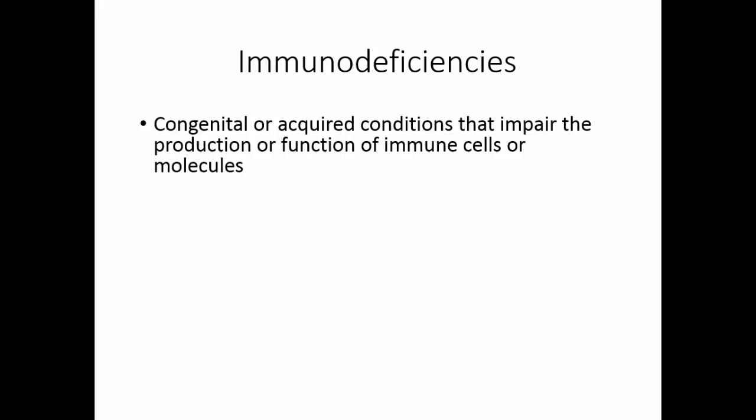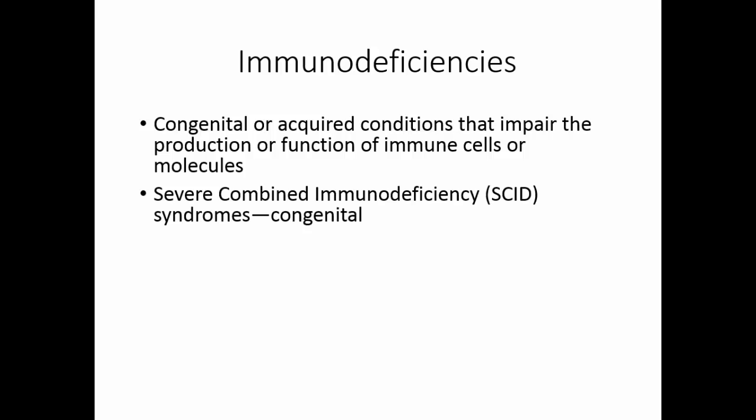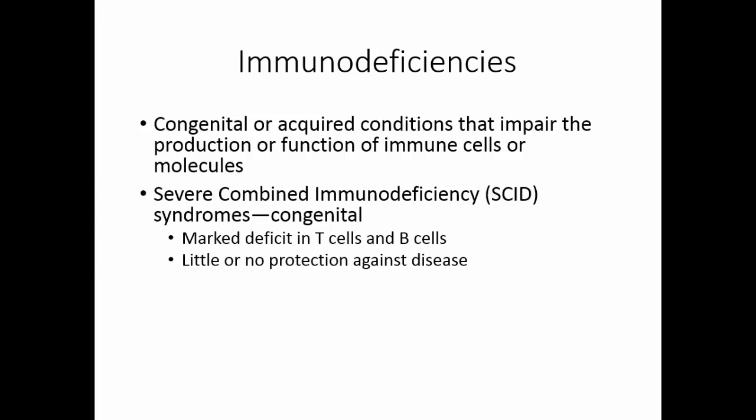Immunodeficiencies are either congenital or acquired conditions that impair the production or function of the immune cells or the immune system molecules. One of these is severe combined immunodeficiency, or SCID. This syndrome is congenital. In this syndrome, the individual can't make T cells or B cells, so they have little or no protection against disease. In this particular system, the child has to develop in a germ-free environment and really can never be outside of the germ-free environment.